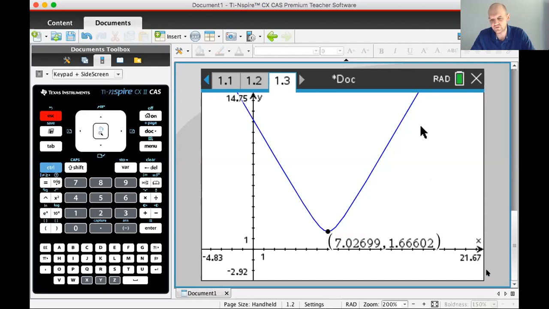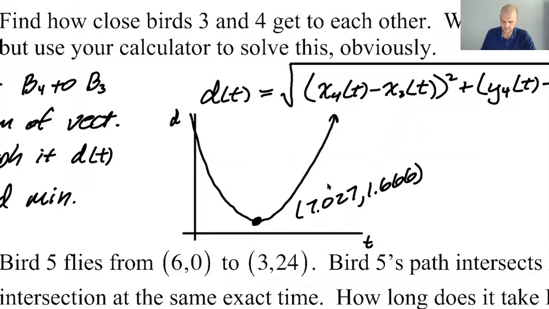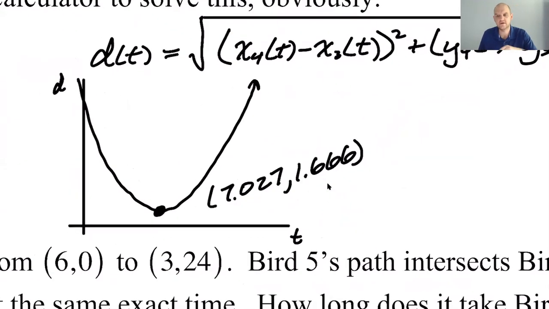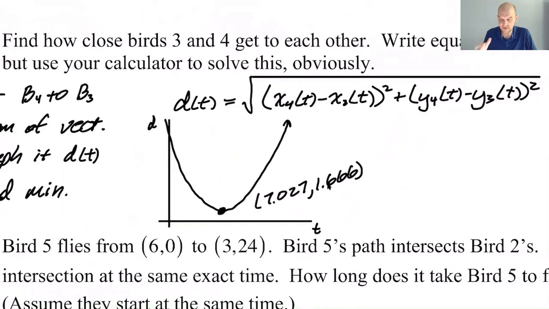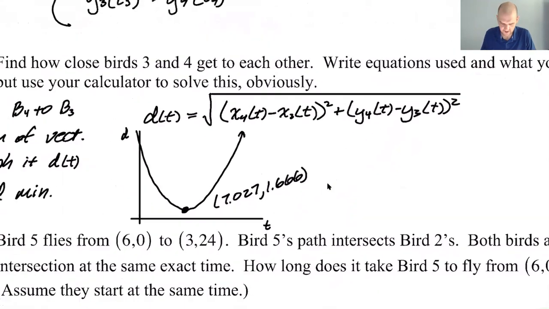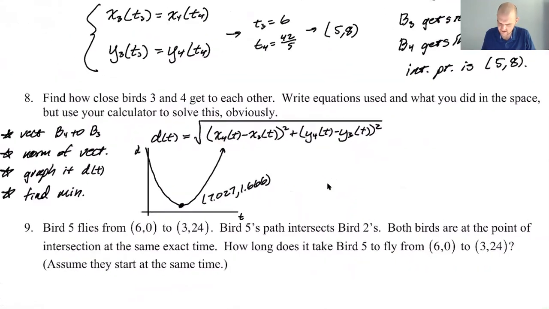And I mean, you probably also did it on your own. But let's compare. Let's pair and share. Pair up and share what we've done. So I got that the time is 7.027 and that the minimum distance they will ever achieve is 1.666 units. So let's write that down. So these are the equations.